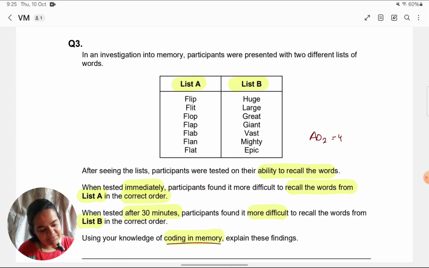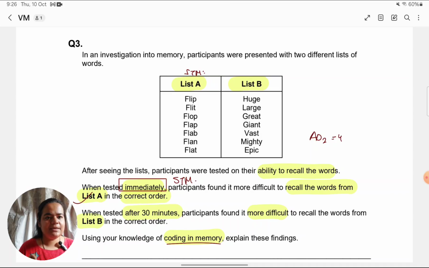They are telling us when it comes to list A, people are finding it difficult to immediately recall it in correct order. First of all, when they use the word immediately, that indicates that they are remembering from short-term memory. Because what we have learned in our syllabus is that as long as we keep on rehearsing information, it is maintained in short-term memory. So immediate recall will be coming from there. So now when we see that word immediately and we look at list A again, we should think what must be happening from a short-term memory coding point of view from this list.